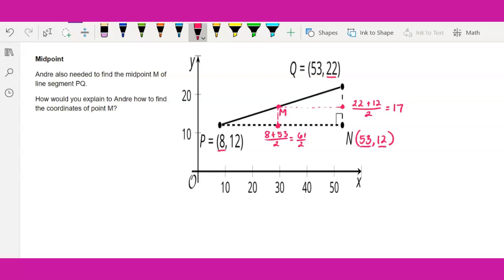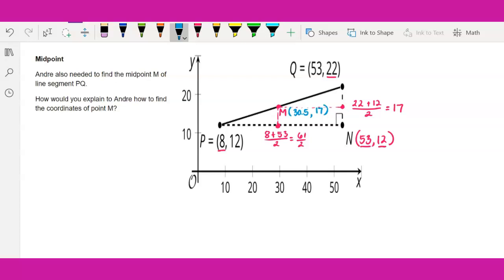So the coordinates of the midpoint are, okay, the x coordinate is 61 over 2, or 30.5, comma, the y coordinate is 17. So the coordinates of the midpoint M is 30.5, comma, 17. All right, so that's how you find the midpoint of a line segment if you know the coordinates.